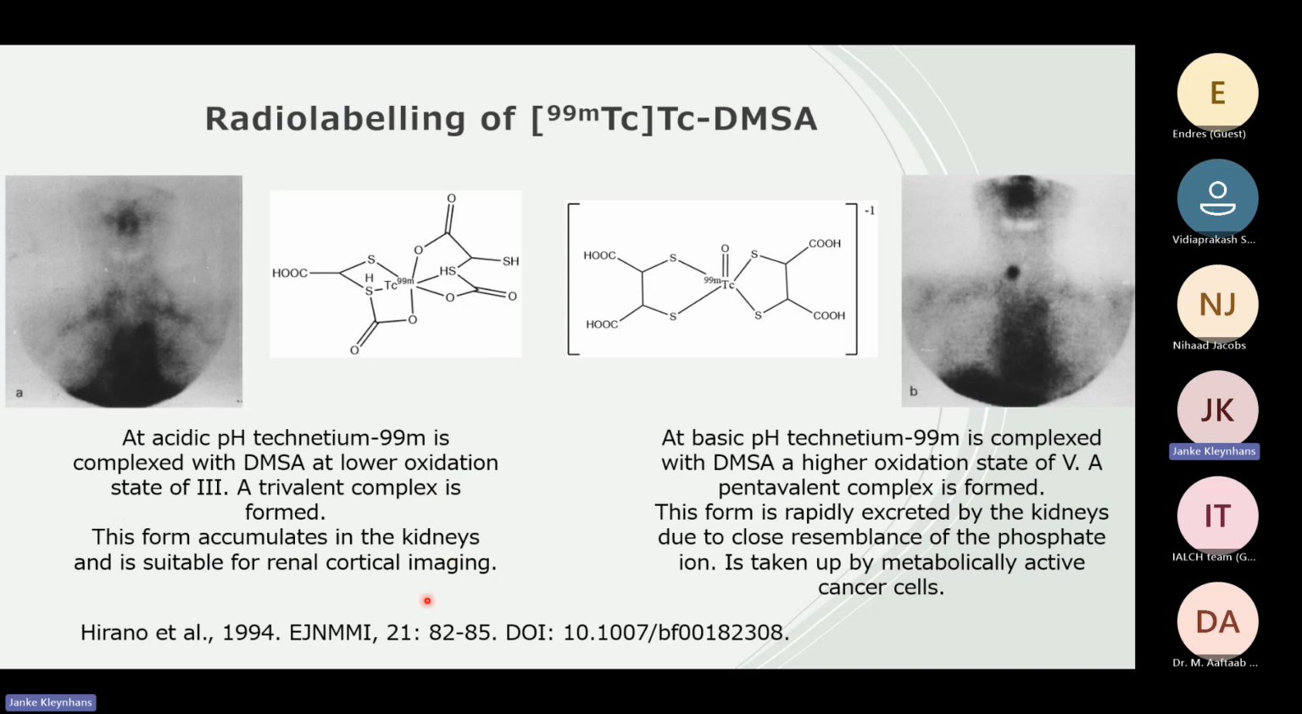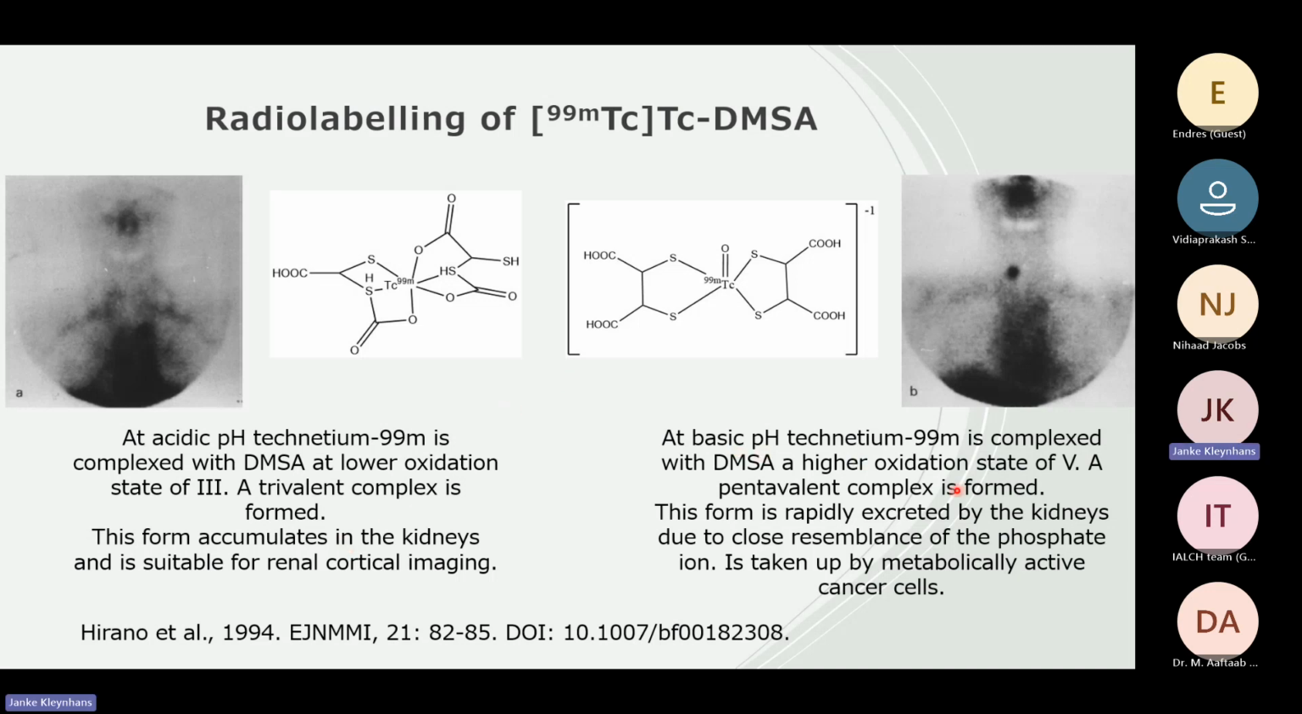So this is for kidney imaging. So you will label at a lower pH of about 2 to 3, and it will form this complex at a lower oxidation state. This will then accumulate in the kidneys and is suitable for kidney imaging. The buffer is added to the package because after labeling, you can bring the pH up to normal pH 7 level for patient use. Otherwise, the patient will complain and get some irritation at the injection site.